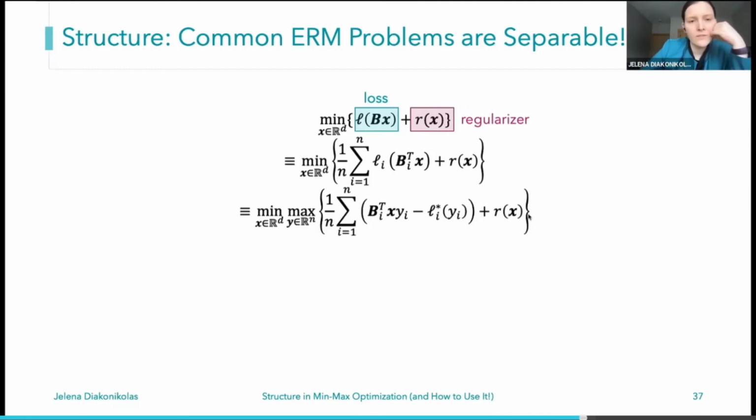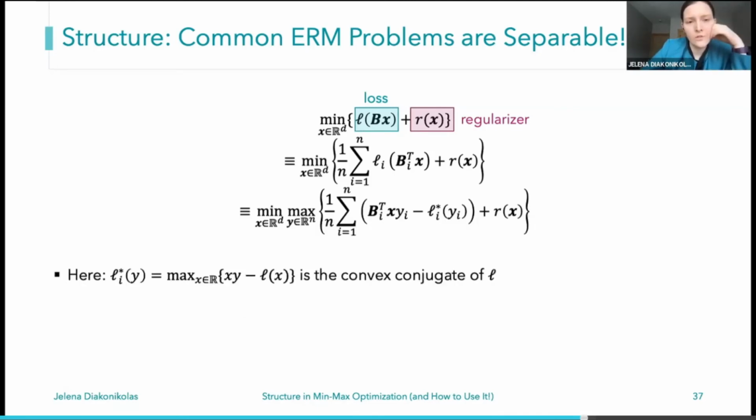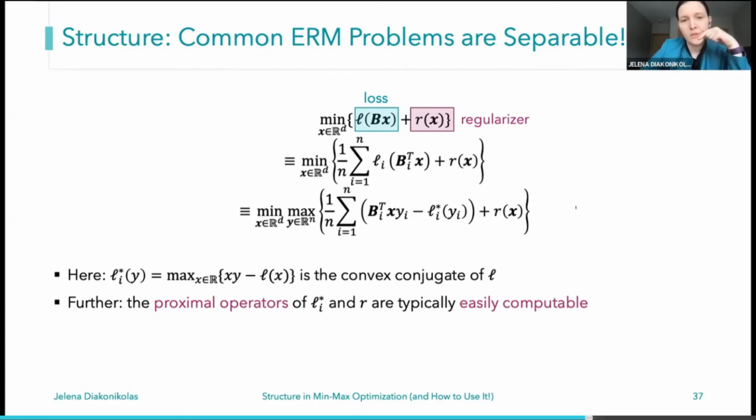But if you have this, then just using the definition of convex conjugates, you can write it as a min-max problem, where this convex conjugate is now just mapping R to R. It's a 1D function. And then this turns out to be quite useful. So you have a bilinear term, these super simple functions, and the regularizer. And for most common problems, you can also compute proximal operators quite efficiently, both for these L star and R. Proximal operators, I'm assuming people know. If you don't, doesn't matter for the whole story.